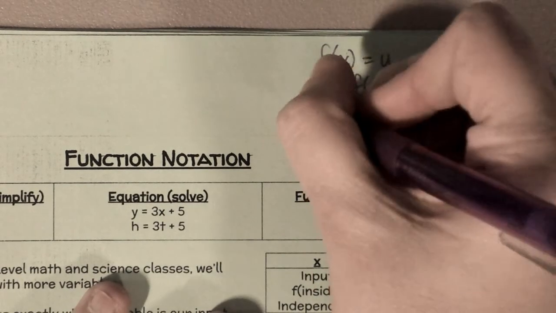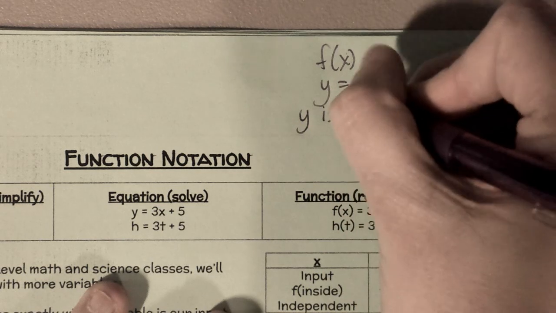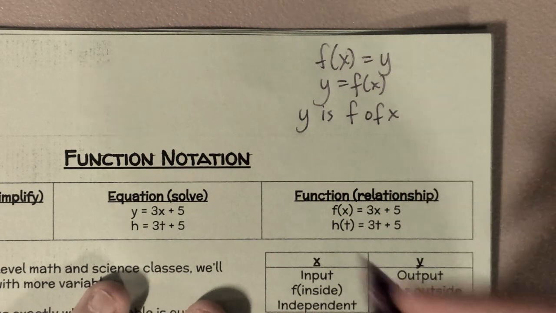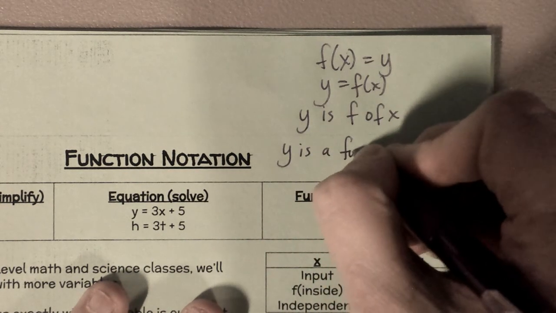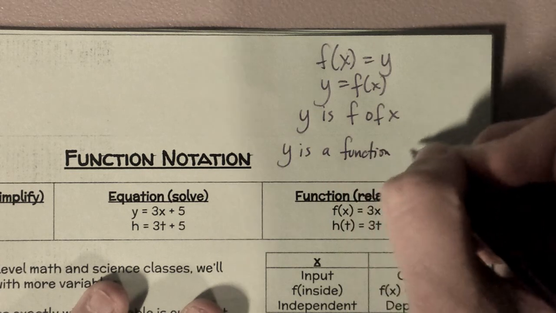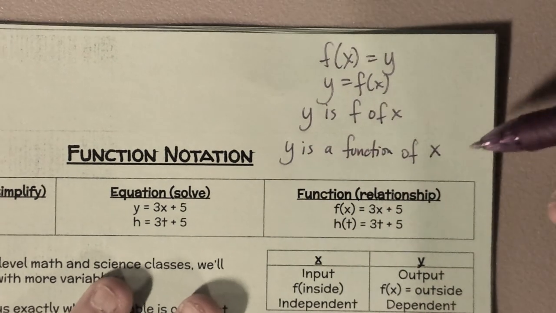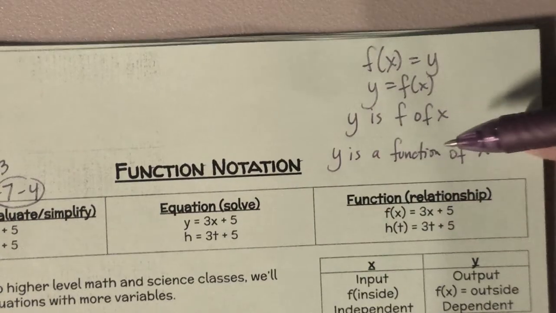let's talk about how we would say that in English. Okay, well, I would say y is f of x. Well, what does that mean? It means y is a function of x. Literally, they're telling me that this expression here is a function, okay?